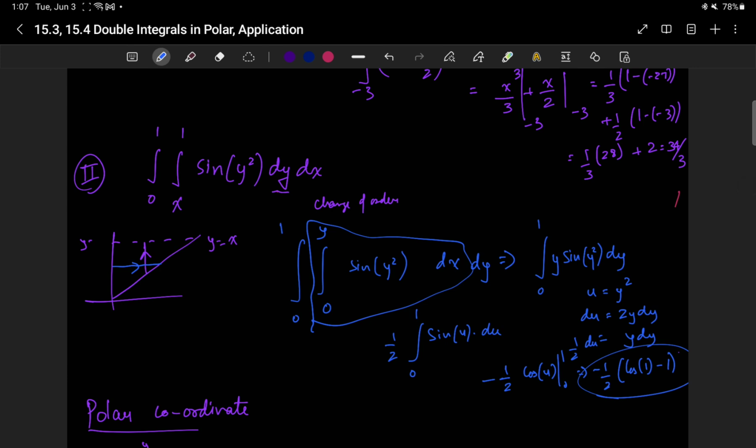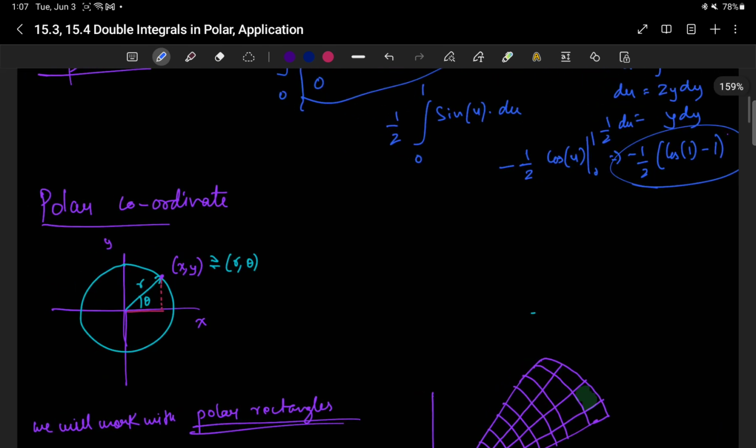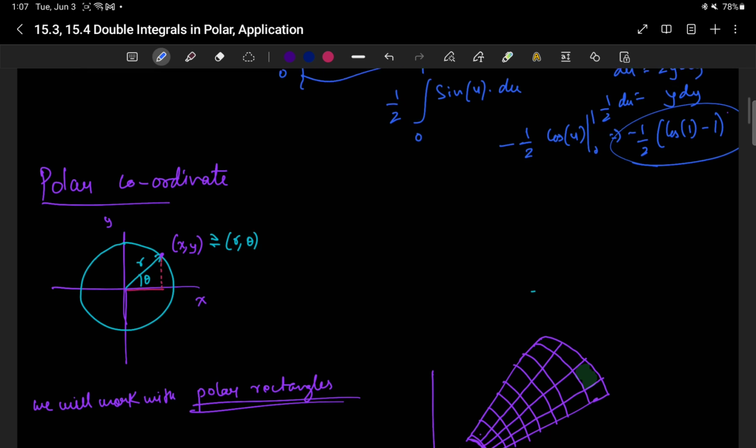Okay, now let's move on to polar coordinates. Again, polar coordinates are something that you have seen prior. It's another way of representing a point on the two-dimensional plane. What we do is we take a circle. Any point x comma y can be thought of as a point on a circle, which is at a radius r, and at an inclination of theta, which is your angle from the positive x-axis.